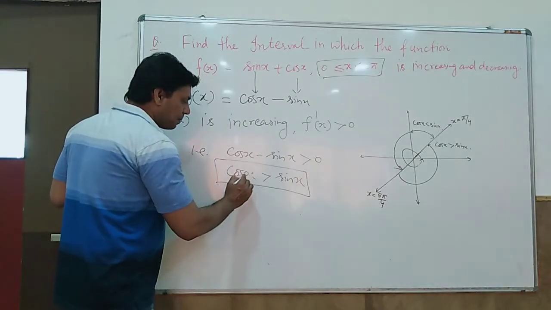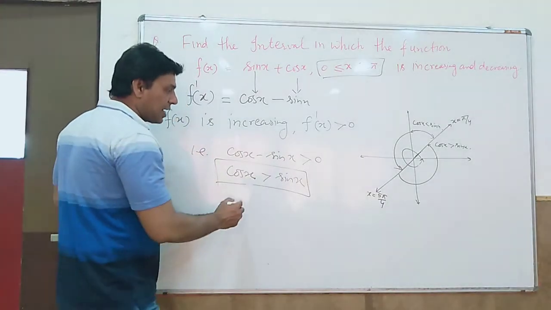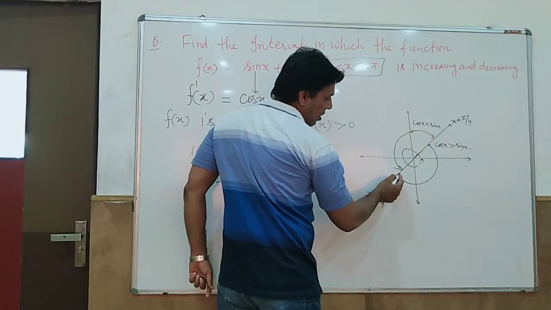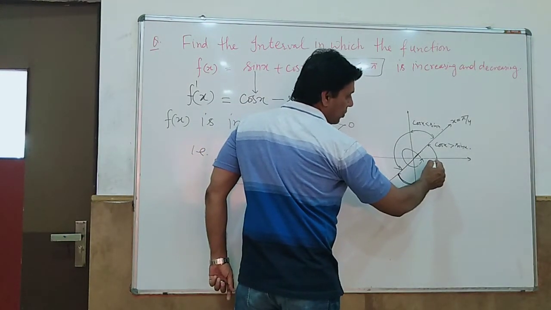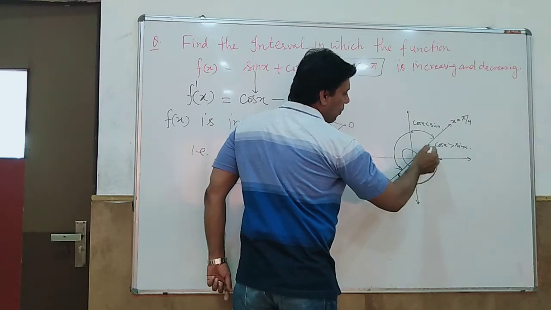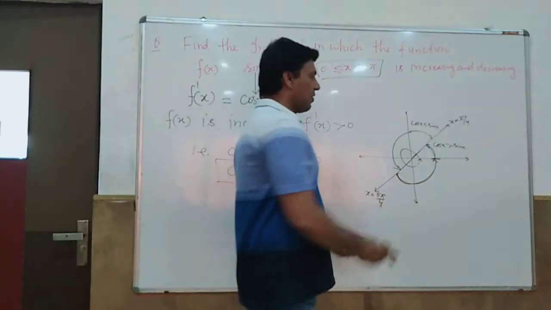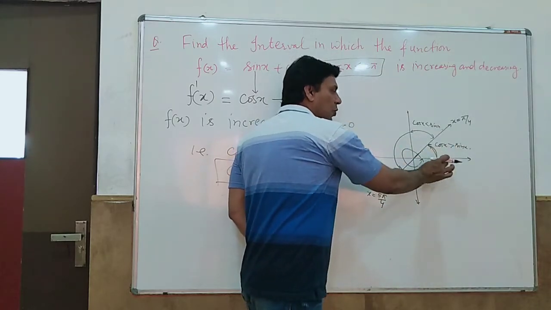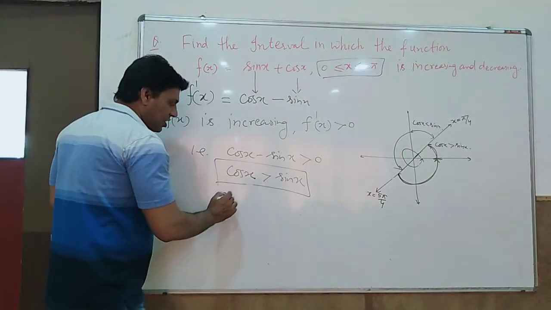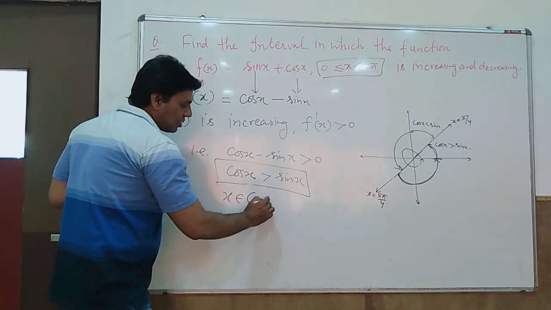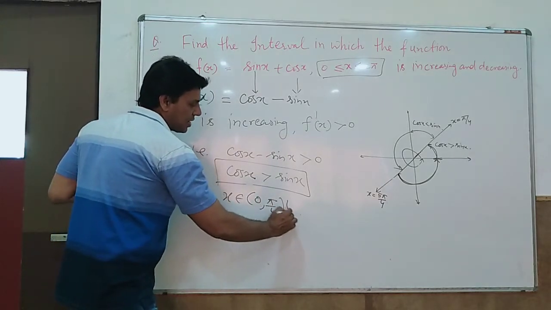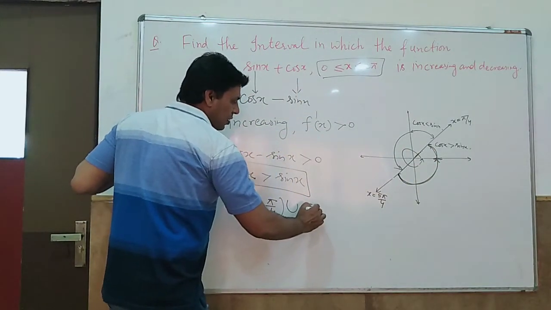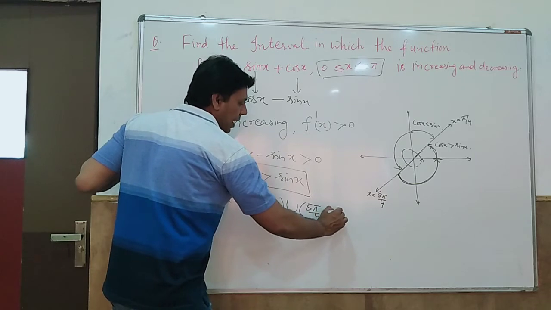So I can say cos x is greater than sin x whenever x is from 0 to pi by 4 and from 5 pi by 4 to 2 pi. So I can divide this interval: first 0 to pi by 4, then 5 pi by 4 to 2 pi. So in this situation, x belongs to 0 to pi by 4, union, 5 pi by 4 to 2 pi.